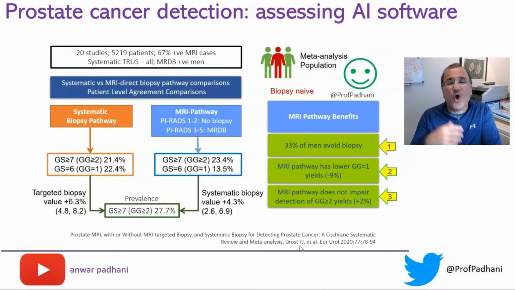You can see that on average, about 33% of men will avoid a biopsy. You will have a decrease in the prevalence of clinically insignificant cancers by about 9 or 10%, and there is some improvement of the detection of clinically significant disease, particularly in men who have undergone a previous negative biopsy.